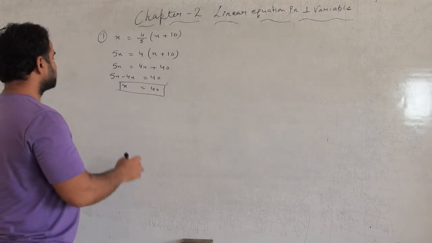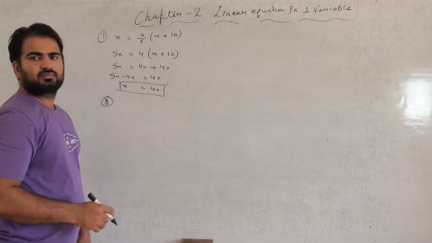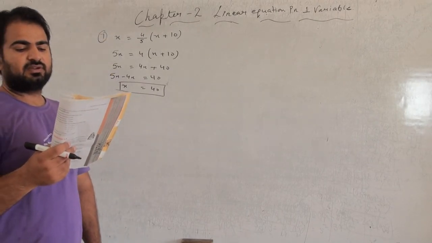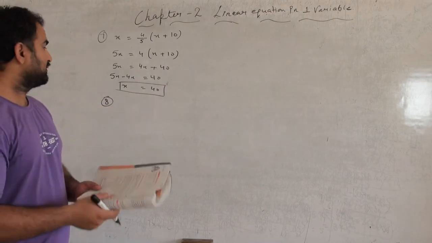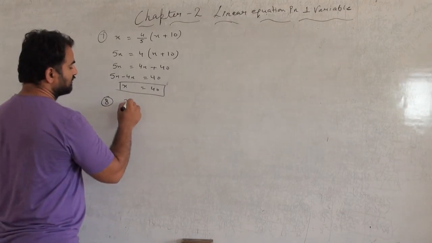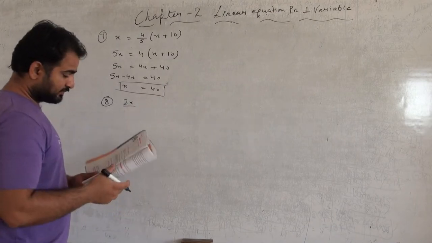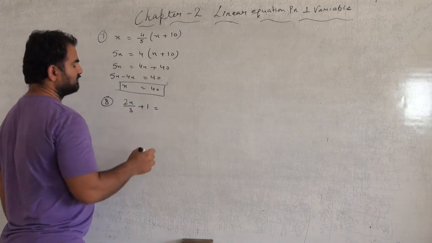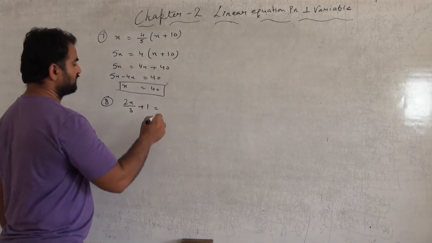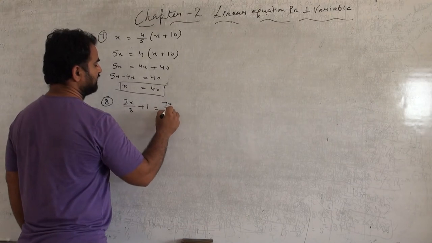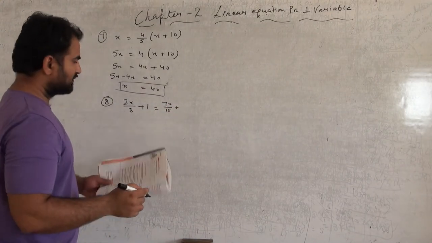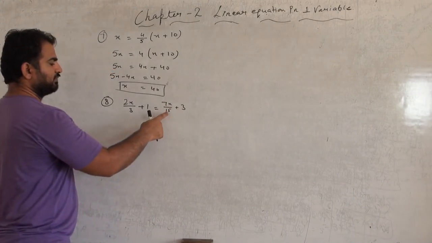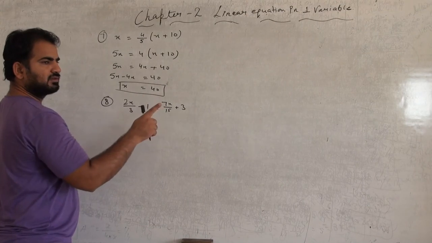Okay. Next, question number 8. 2x upon 3 plus 1 equals 7x upon 15 plus 3. Okay, this question is important. 2x upon 3 plus 1 equals 7x upon 15 plus 3. Okay, so what you have to do is place the variables on one side.